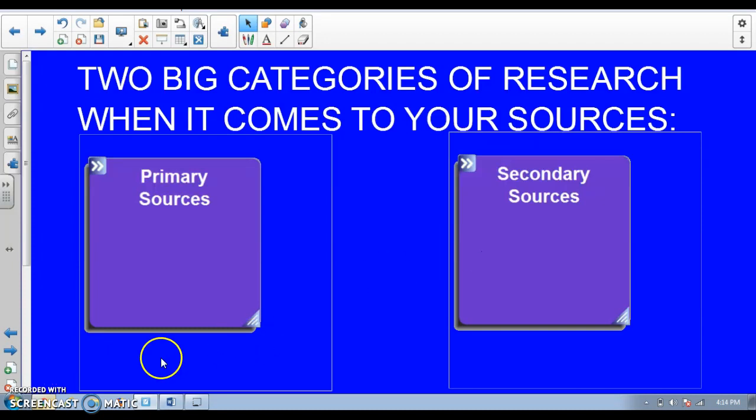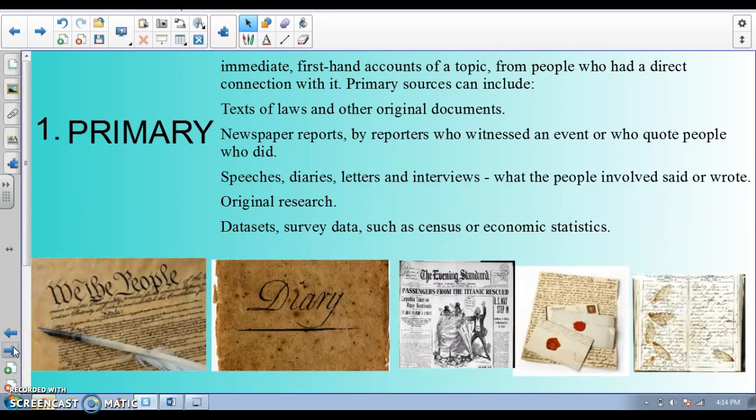But with your primary and secondary sources, they mean 2 completely different things, and you use them in different ways. First of all, with your primary sources, it is an immediate first-hand account of the topic.